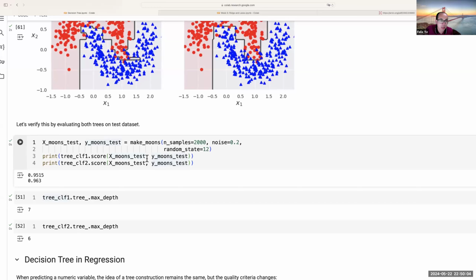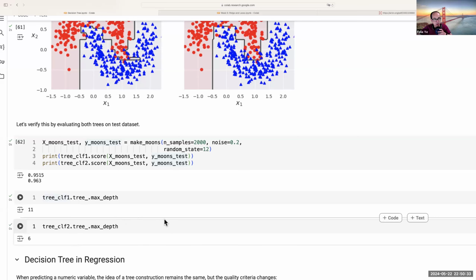With that, we create a new testing data set of 2,000 points. First, without any regularization, the score is about 95%. With this regularization, we're actually getting 96% accuracy, which is slightly better. And you can see that for the previous one, the maximum depth was 11. With regularization, the maximum depth is only 6. So this is significantly smaller.